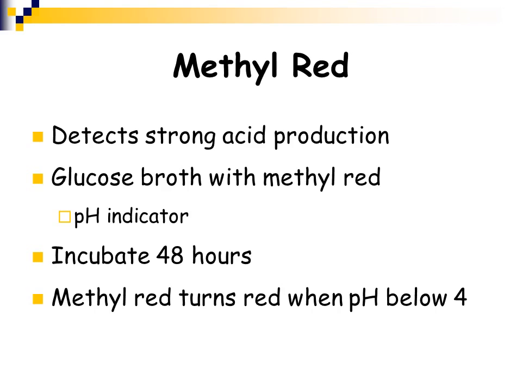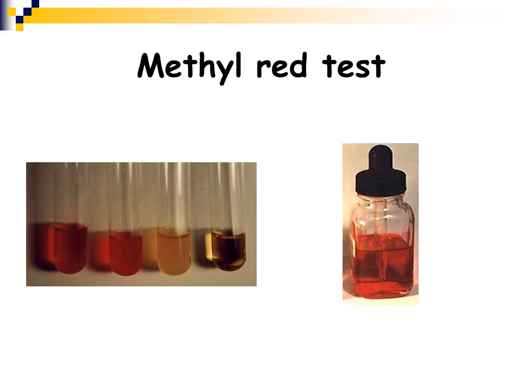Methyl red is a test that detects strong acid production. You have a glucose broth that contains methyl red, which is a pH indicator, so that you get a color change when the media turns acid. You incubate this test for 48 hours, and methyl red will turn red when the pH gets below 4. So here's your methyl red test, where you have your inoculated broth and you add your reagent, and it will turn bright red if it's positive.